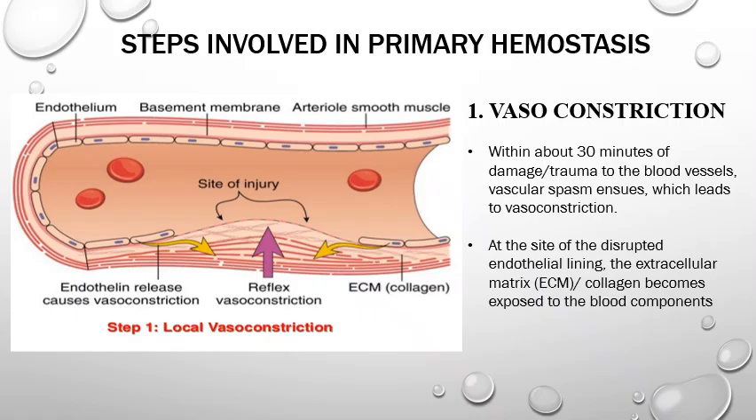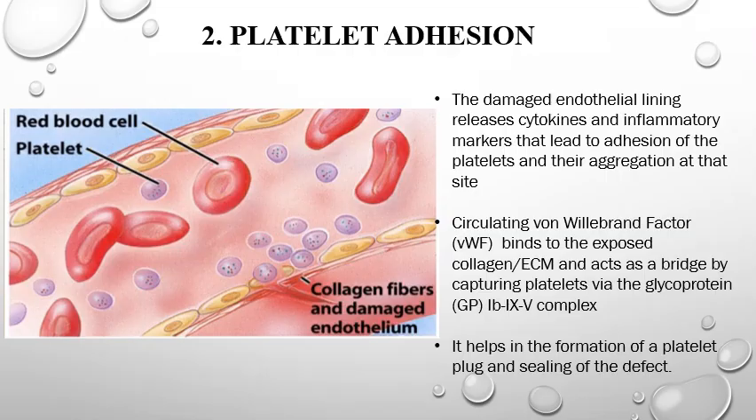So let's discuss the steps in details. First one is vasoconstriction. Within about 30 minutes of damage or trauma to the blood vessel, vascular spasm ensues, which leads to vasoconstriction. At the site of disrupted endothelial lining, the extracellular matrix or collagen become exposed to the blood component. Second step is platelet adhesion.